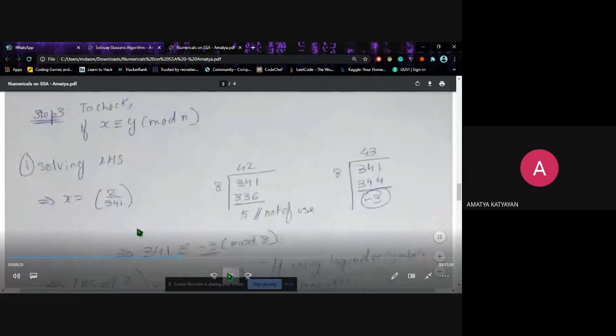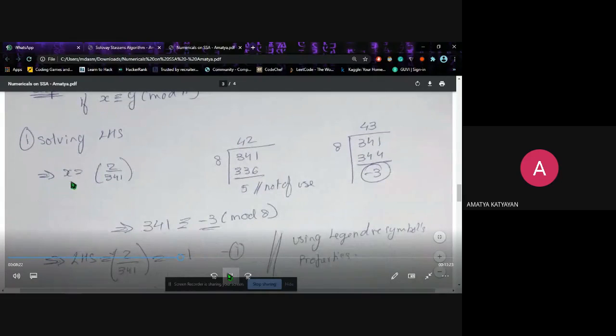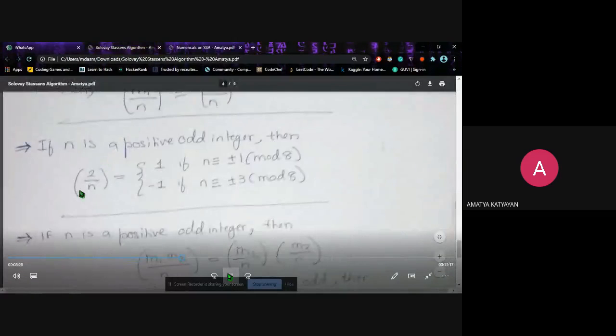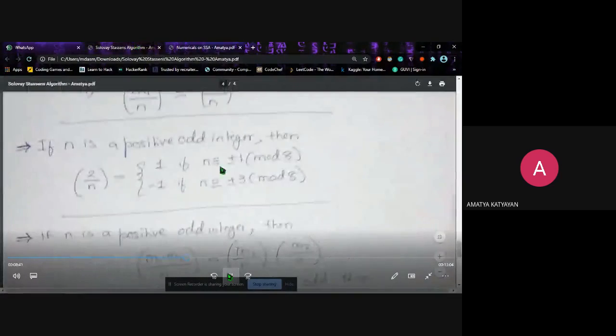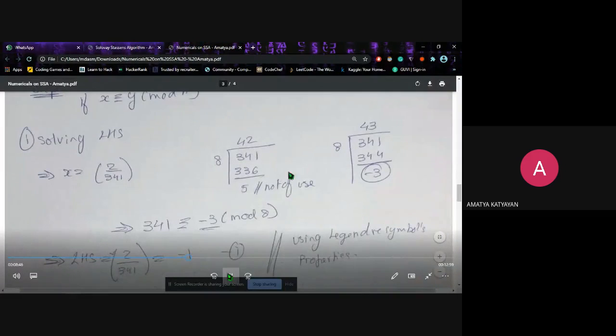Now we solve the LHS first, that is the value for x. X we had got as 2 upon 341. Same way, since it is of the form 2 upon n, as I told, this property is very important. It comes very often. So we use the same property, and we have to basically divide n by 8. Same thing we are doing over here. N over here is 341. So dividing n by 8, we get 8 multiplied by 42 would give us 336, and the remainder that you're getting on subtracting these two numbers is 5.